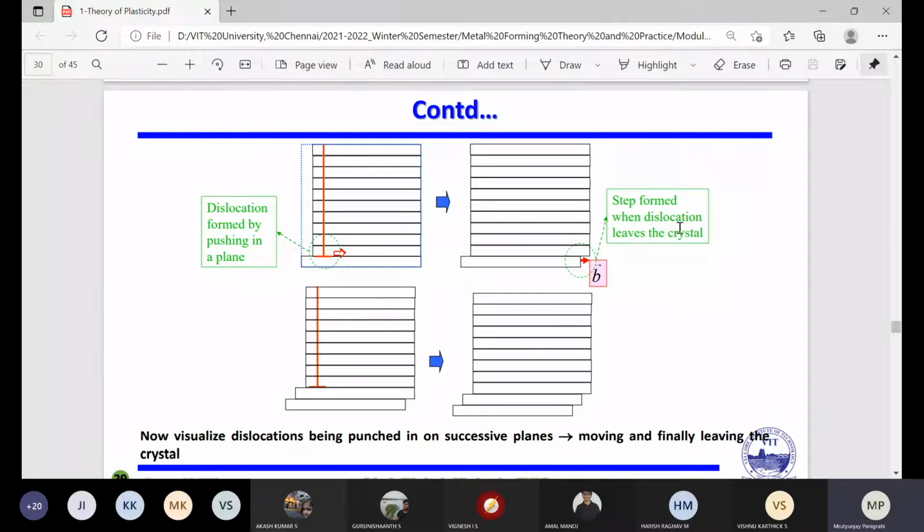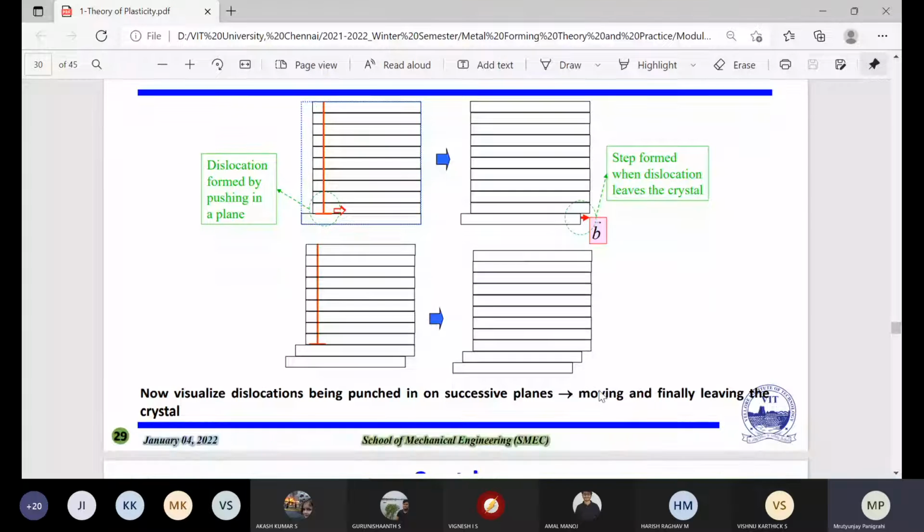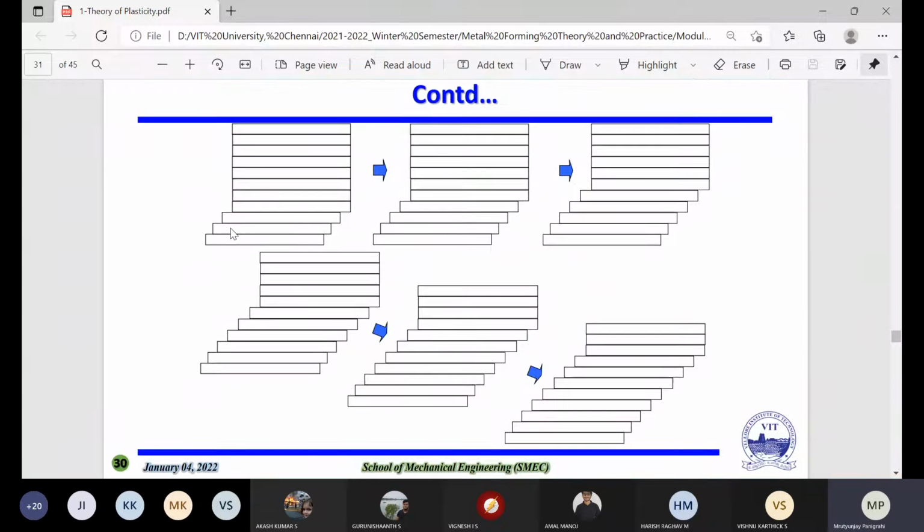I mentioned here the step formed when a dislocation leaves the crystal. So this area is now moving to here, and if you have one plane, it is moving. Similarly, you have to think about your total net shape changing from the rectangle to a rhombus. If you want to change this one, then similarly you have to change this one, this one, everything. The moment everything changes, you will find this rhombus structure. This is the second plane, and when it changes you find this kind of structure. And when you have the third and fourth plane, accordingly you have to go in this way.